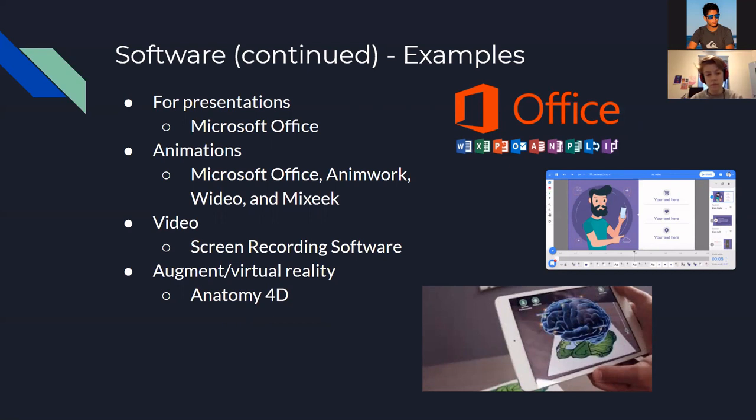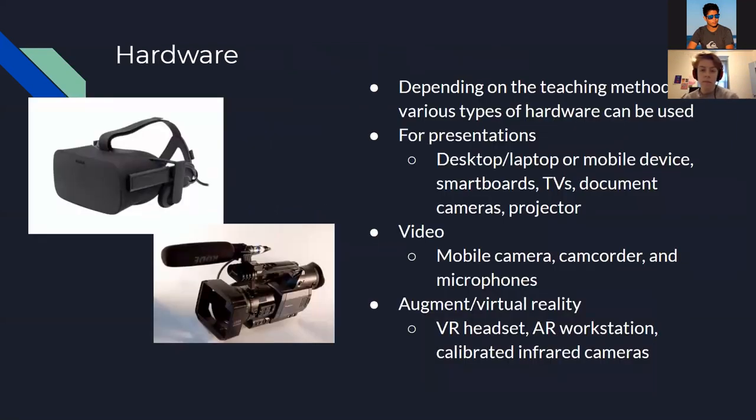Augmented and virtual reality. Sometimes it's really hard to grasp ideas without seeing a structure or an object. So as you can see in the right hand corner, there's a picture of a brain, and it allows students to interact with their environment. And then we have some types of hardware. Depending on the type of teaching, various types of hardware can be used.